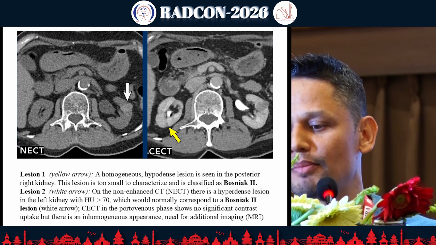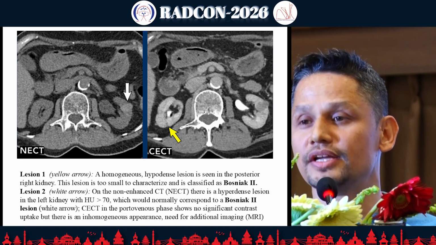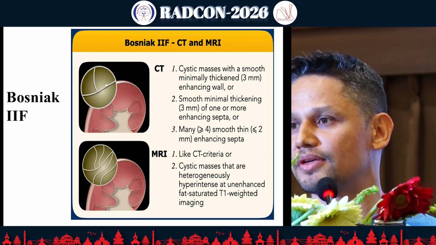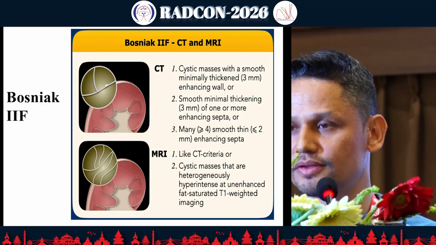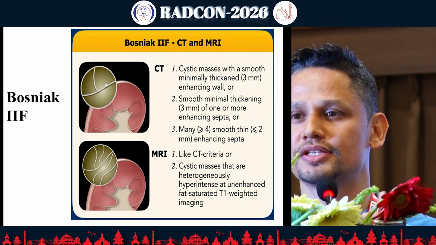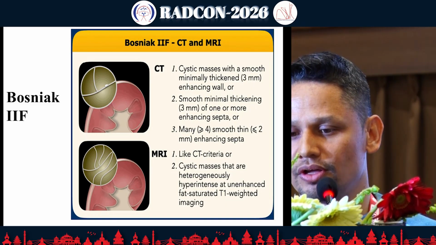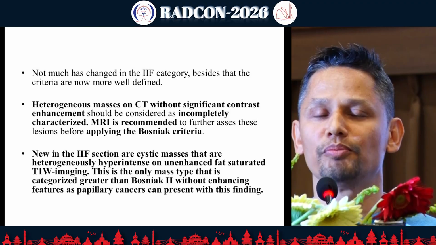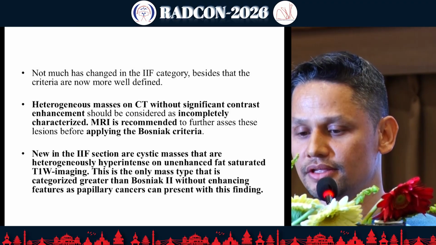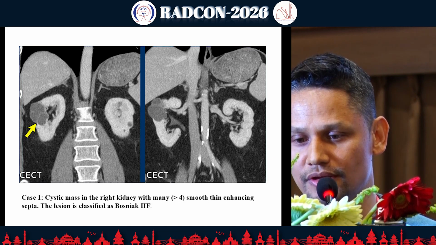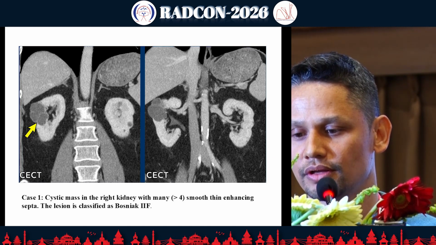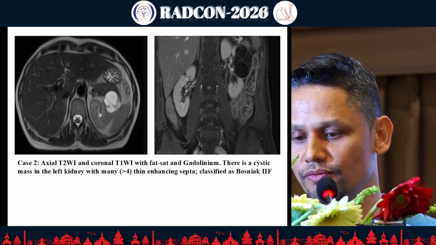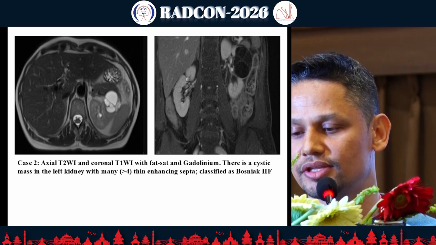Class 3 septa I have already discussed. Only one thing in MRI we have to know, that is any mass heterogeneously hyperintense in T1 weighted images, they should undergo these images, and if you have heterogeneous in CT scan, we classify that as 2F. So 2F has not changed much, but it is very important that before labeling it, we must do MRI, not only CT scan. So this image shows more than 4 smooth septa, so this is 2F. A similar picture, again there are more than 4 in number and they are thin, this is 2F.